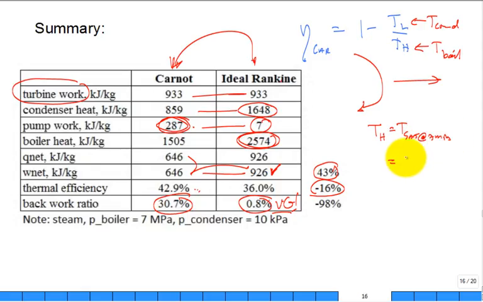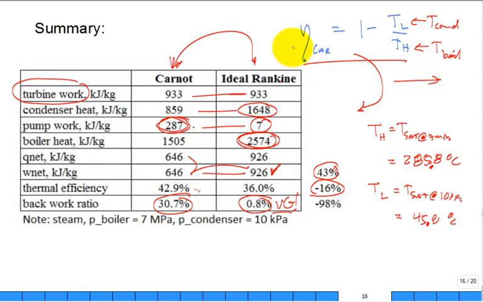That comes in at 285.8. What temperature is that? Degrees C, right? And then the temperature low, the saturation temperature at 10 kilopascal, 45.8 degrees C. Do you have a calculator? Can you check that this equation gives you the same result as the 42.9% efficiency? I'm sorry, not the 30.7% efficiency there.